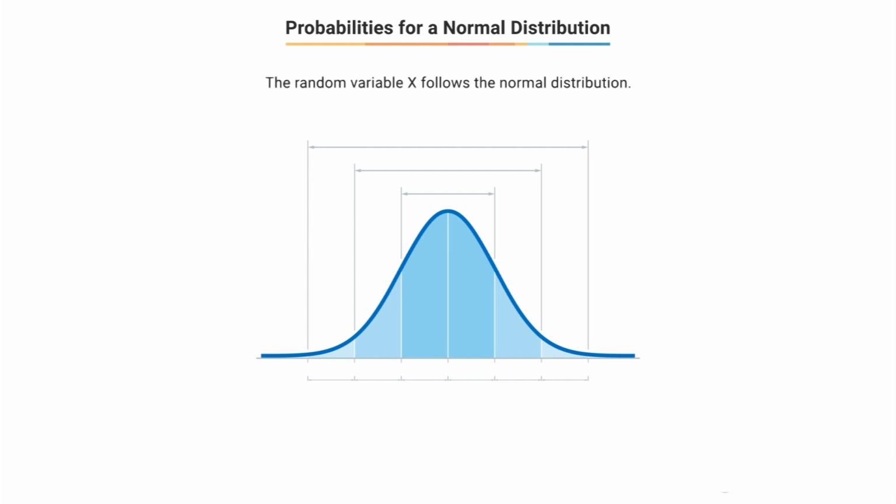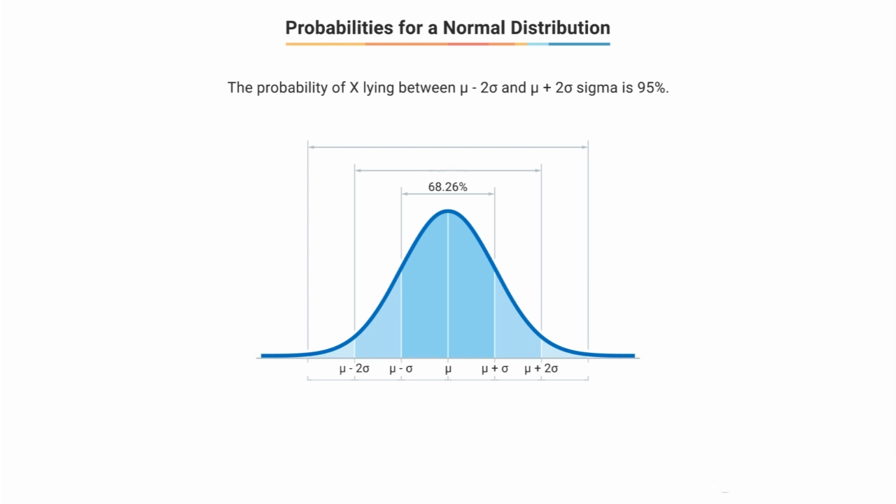So again, we have a random variable x, and we know that x follows a normal distribution with mean mu and standard deviation sigma. The empirical rule states that the probability of x lying between mu minus sigma and mu plus sigma is around 68% or 0.68. The probability of x lying between mu minus 2 sigma and mu plus 2 sigma is around 95% or 0.95. And the probability of x lying between mu minus 3 sigma and mu plus 3 sigma is around 99.7% or 0.997. This is a very important concept in a normal distribution.